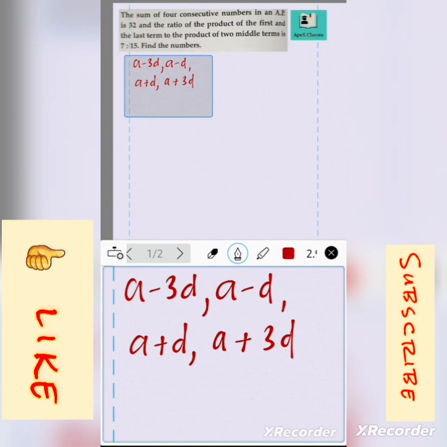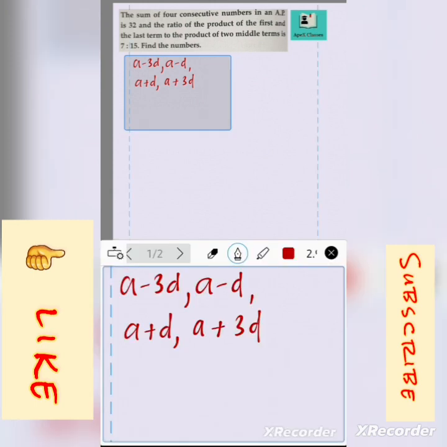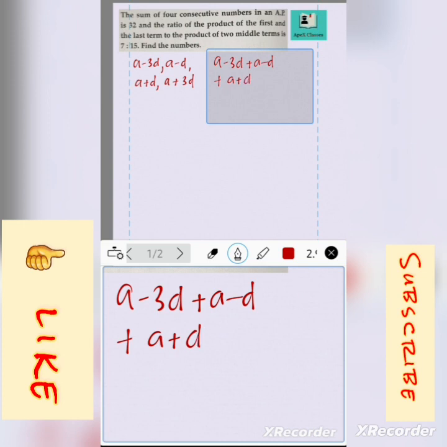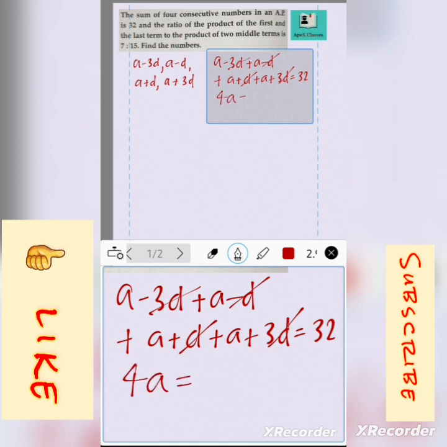Now the first condition is that the sum is 32, therefore we simply add these terms. We have a minus 3d plus a minus d plus a plus d plus a plus 3d, and their sum is 32. The 3d cancels with the 3d and the d cancels with the d. So we have 4a equals 32, and on simplification a equals 8. This is the first part of the question.